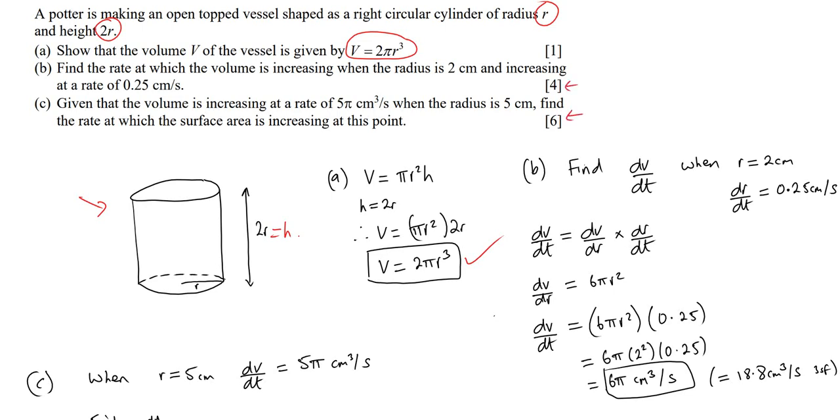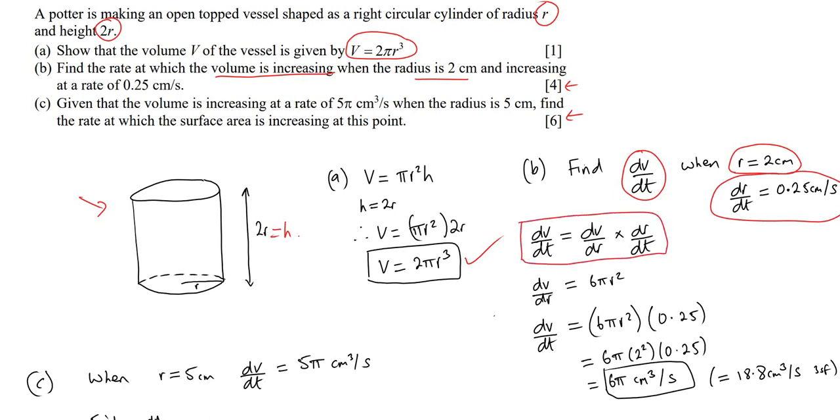So part B says find the rate at which the volume is increasing. That part there is dV by dt, when the radius is 2, and I've put it over here. The thing is to get all your information together, and it is increasing at 0.25 centimeters per second. So all my information is there. Now if I want to find this, I write it out as a chain rule, as part of the chain. I want to find dV by dt, so I know it's going to be dV over something, and dt is on the bottom.